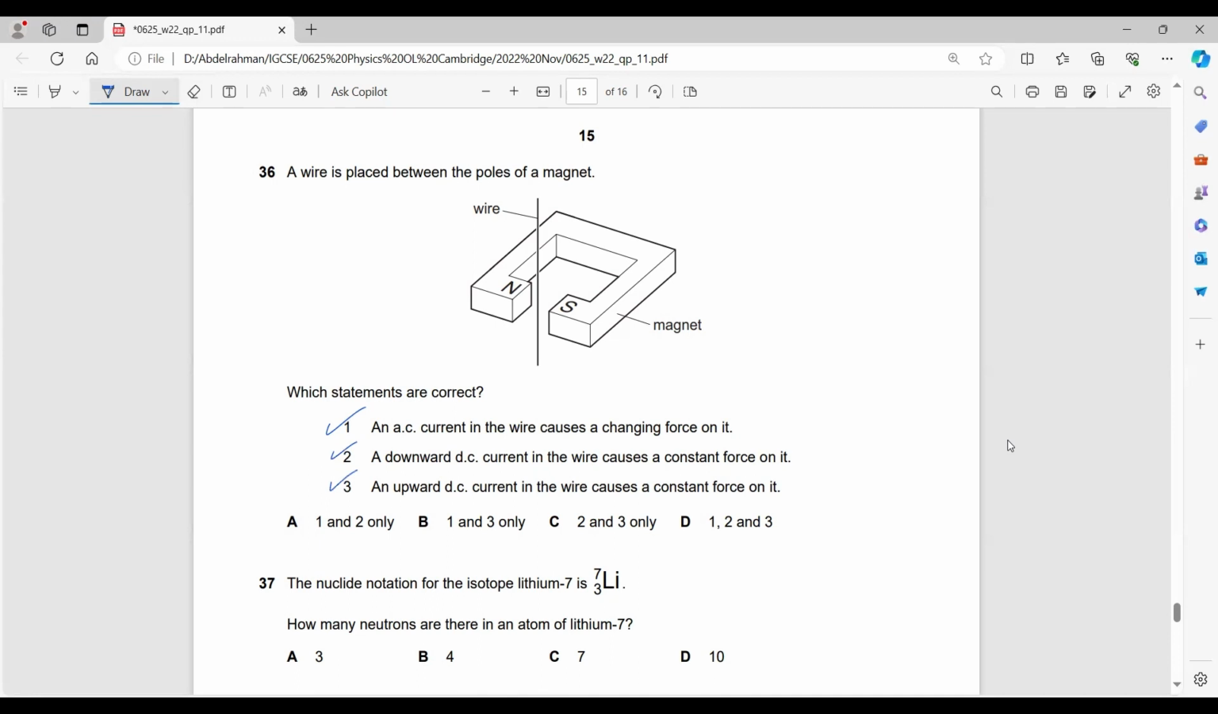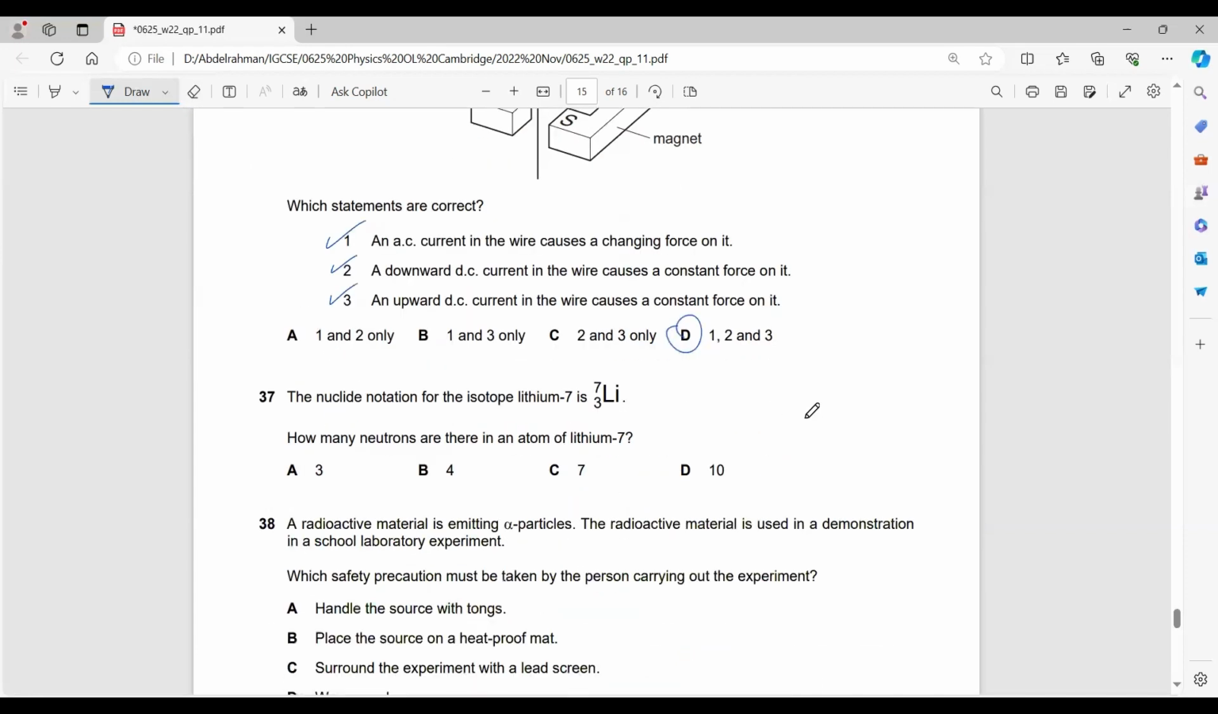And AC will keep on moving left and right. For example, if we say DC current, which is downward, the wire would move to the right. If it were upward, the wire would move to the left. So both are correct. The nuclide notation for the isotope lithium Li is 7 and 3. How many neutrons? 7 minus 3 is 4 neutrons.